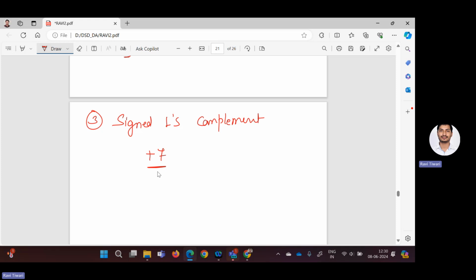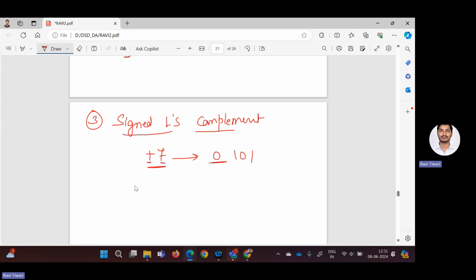Signed ones complement will be similar to the signed magnitude number system if the number is positive. As we are taking the first example, positive 7, the number is positive, and the representation will be similar to signed magnitude. So the MSB bit will be 0, and then the magnitude, that is 111. That means there is no ones complement form of a positive number. Clear? It is similar to the signed magnitude number system.